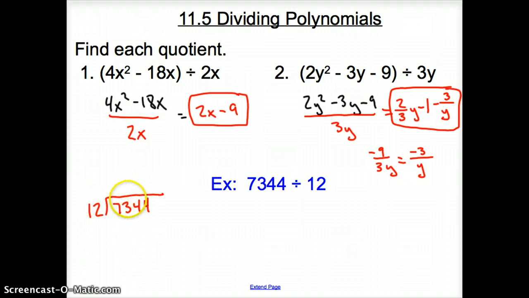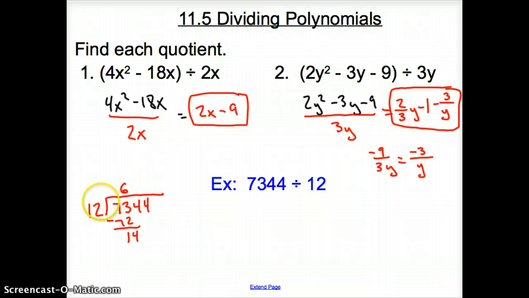12 goes into 73. How many times? It goes in there 6 times. So you would take this 6 times 12 to get 72. Then you change that sign to subtraction, and you subtract, get 1. Then you bring down the 4.